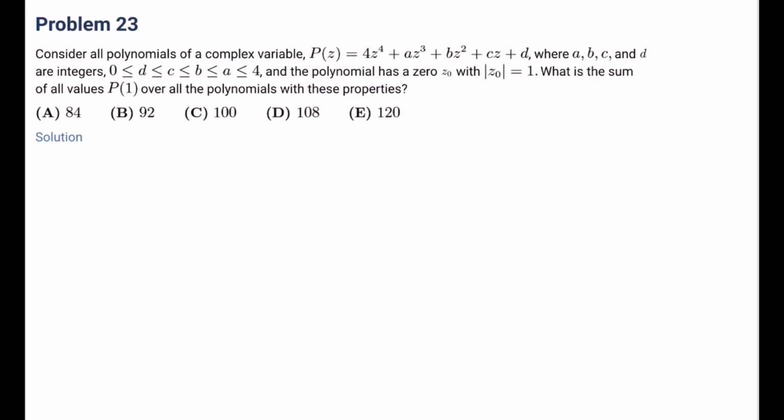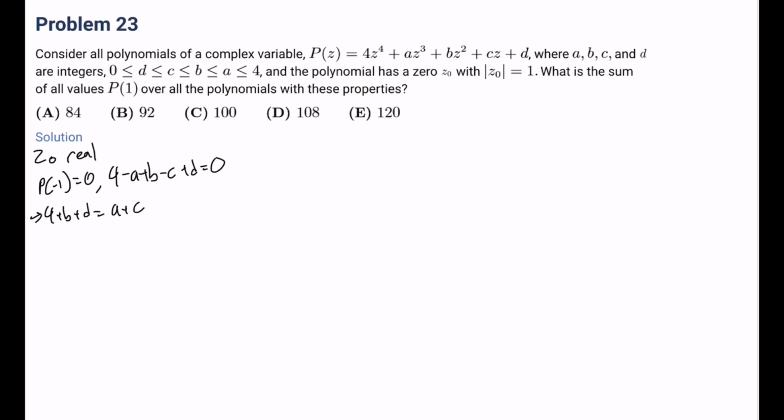Okay, so first, basically, P(1), that's just asking us to add up all 4, A, B, C, and D, right? So that's what P(1) means. And now let's just consider the parts when z0's magnitude equals 1 and z0 is a real number. If z0 is a real number, then z0 is going to be negative 1. So P(-1) is going to be 0. That gives us that if we put that in here, that means 4 minus A plus B minus C plus D equals 0. So that gives us that 4 plus B plus D equals A plus C.